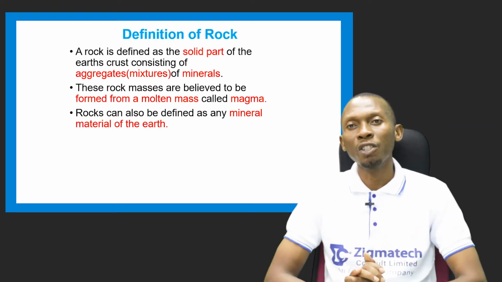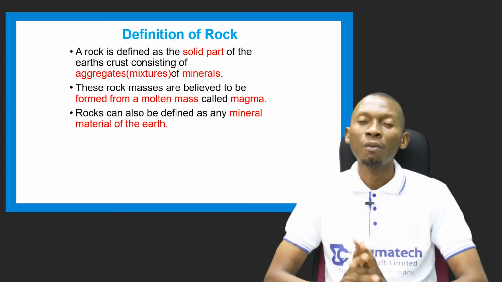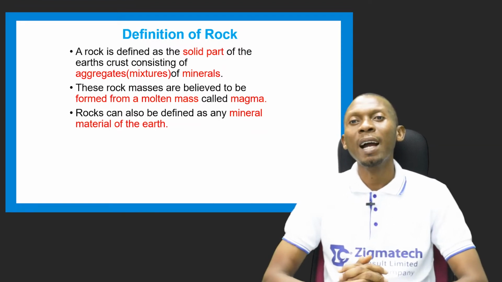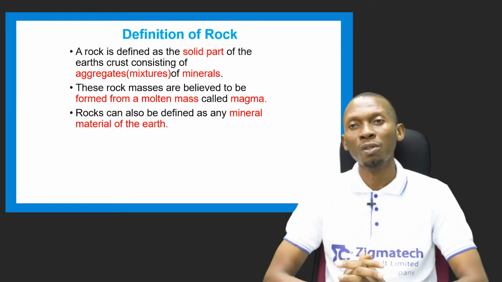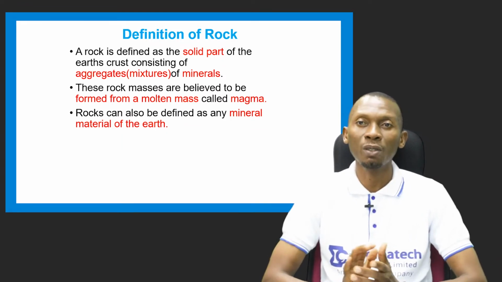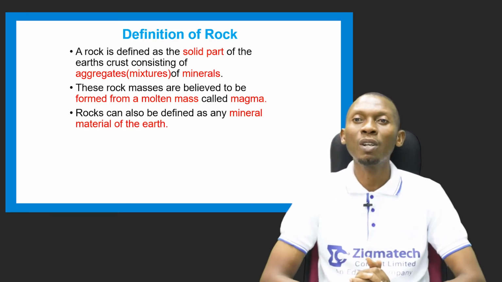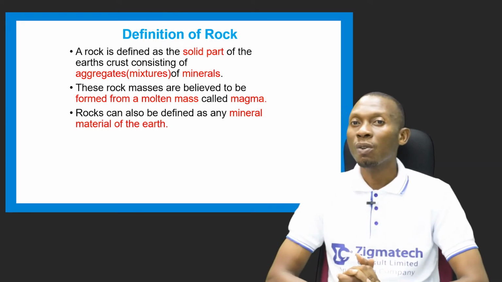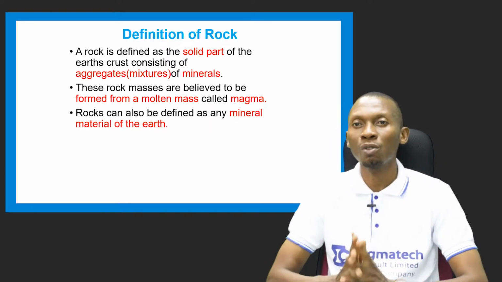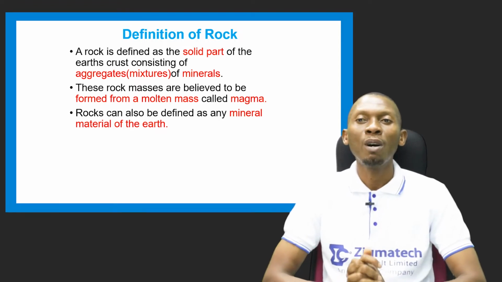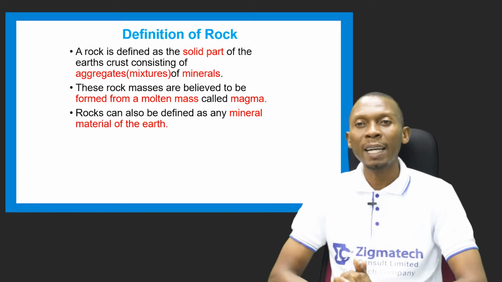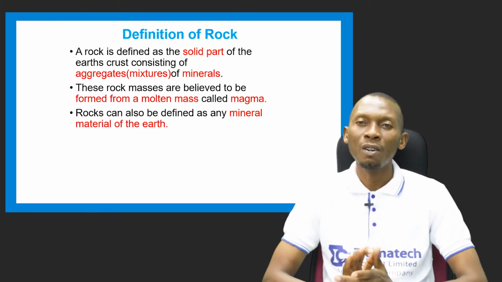Now let's look at the definition of rocks. What is a rock? A rock is defined as a solid part of the Earth's crust consisting of aggregates, which has to do with mixtures of minerals. So it's a solid part. That solid part of the Earth's crust is what is called a rock. And it consists of what? Minerals. Now these rock masses are believed to have been formed from what is called the molten mass. So these rock masses are formed from molten mass called magma. Rocks can also be defined as the mineral material of the Earth.